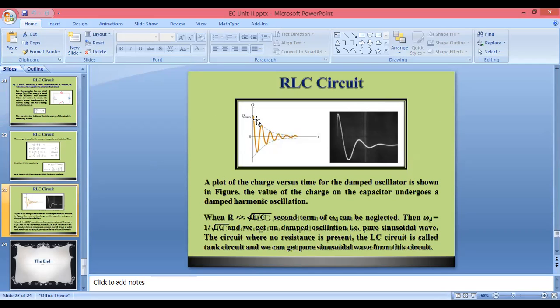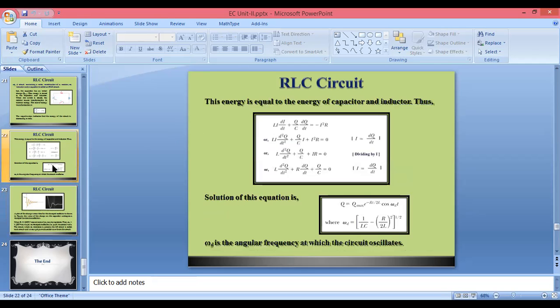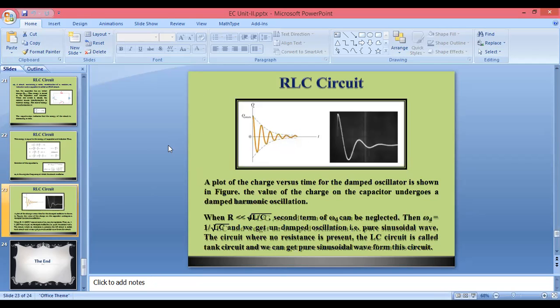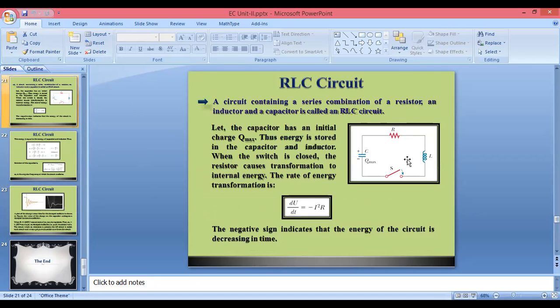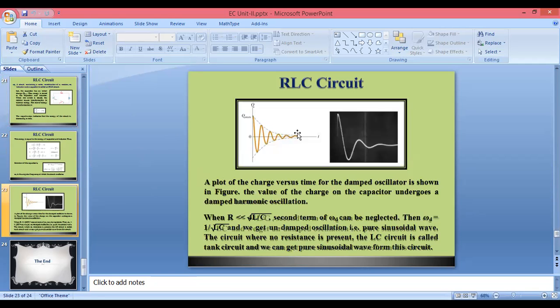So it is due to the effect of energy that is absorbed in the RLC circuit we have seen. What we are saying is, when we close the switch, at that time energy is transformed. Just because of this reason the charge will decrease. So here we are getting the damping concept. So in this figure we can say the value of charge on the capacitor will undergo damped harmonic oscillation. It means its value is decreasing.